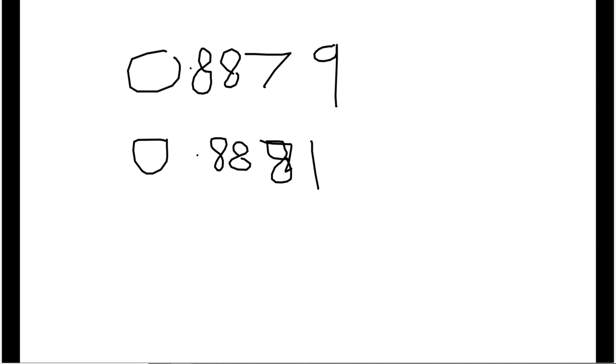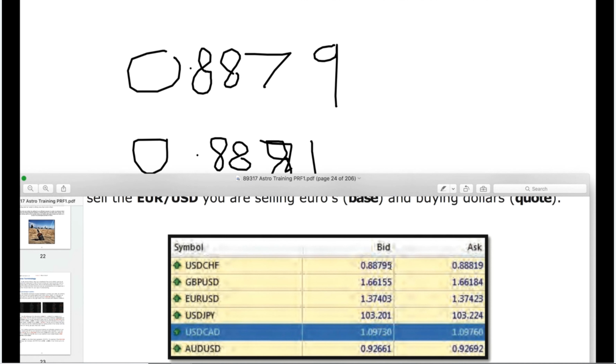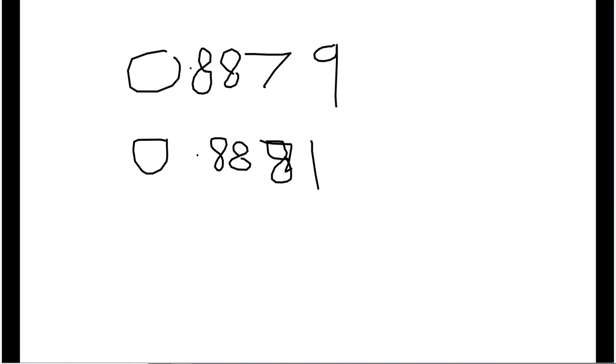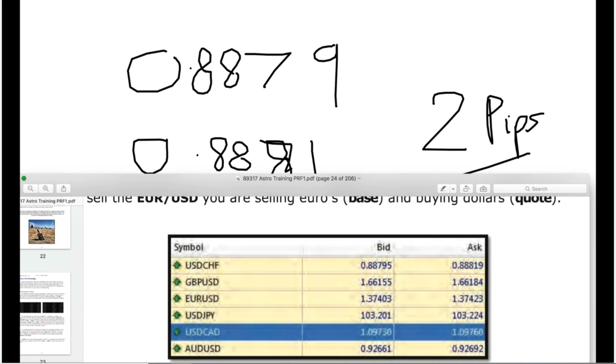All right, anyway, guys, it's in the book. The fifth decimal here, I've ignored again. I've just explained why. So we're going to go 1, 2, 3, 4. So if we go from 79 to 81, simple maths, guess what? It is a difference of 2 pips.